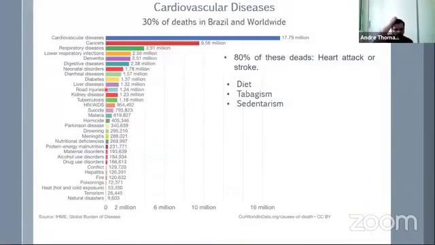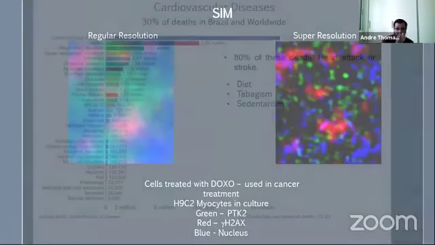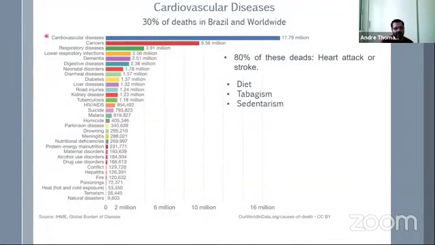So going into why we are looking at cardiomyocytes and DNA damage in cardiomyocytes, the reason is here. If we look at this graph, we see that cardiovascular diseases and cancers are probably responsible for 50% of deaths in Brazil and worldwide. Okay, and cardiovascular diseases are responsible for 30% of deaths. Okay, and 80% of these deaths from cardiovascular disease are heart attack or stroke, and this is due to diet, smoking, or sedentarism.